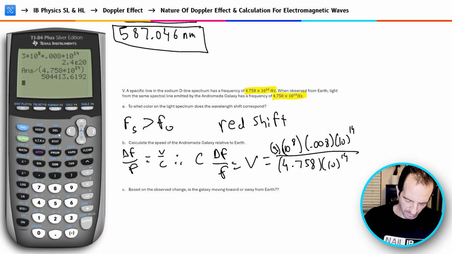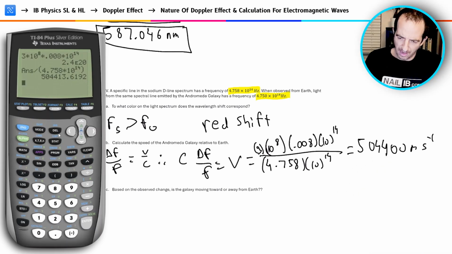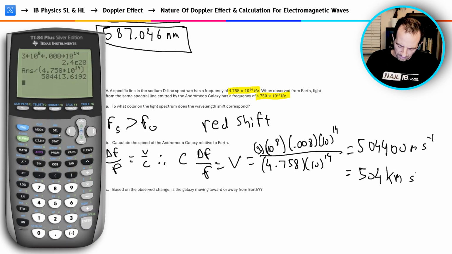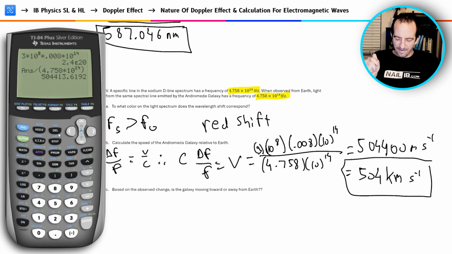And that gives us, I will round it, 504,400 meters per second. Right, so we have about 504,400 meters per second. So the speed of the galaxy looks to be 504 kilometers per second.